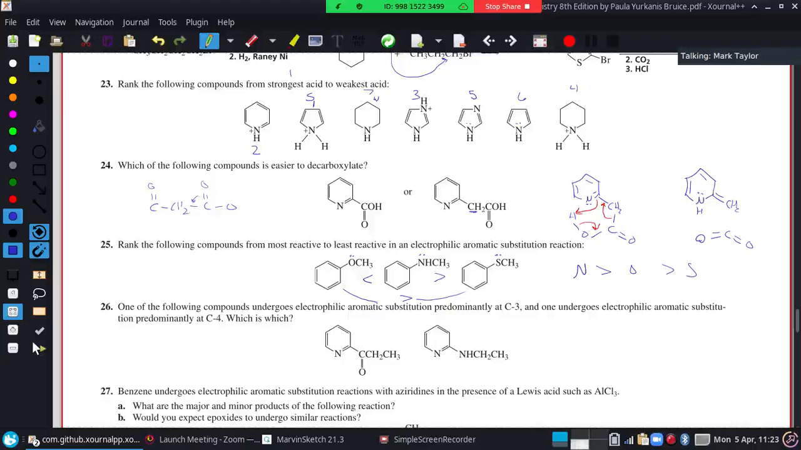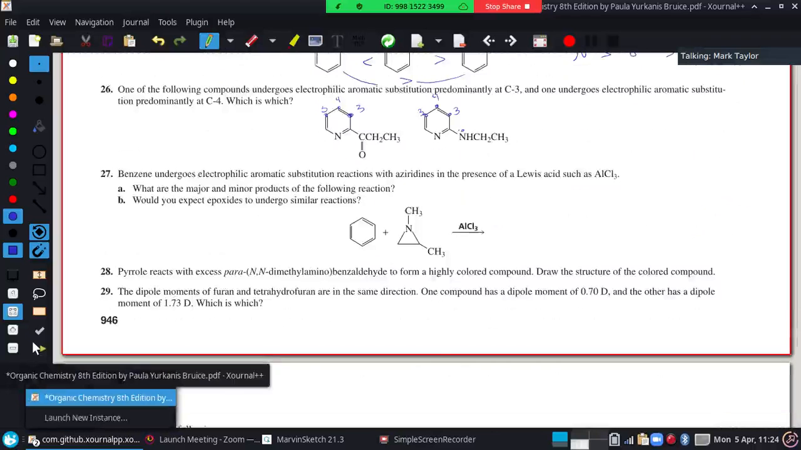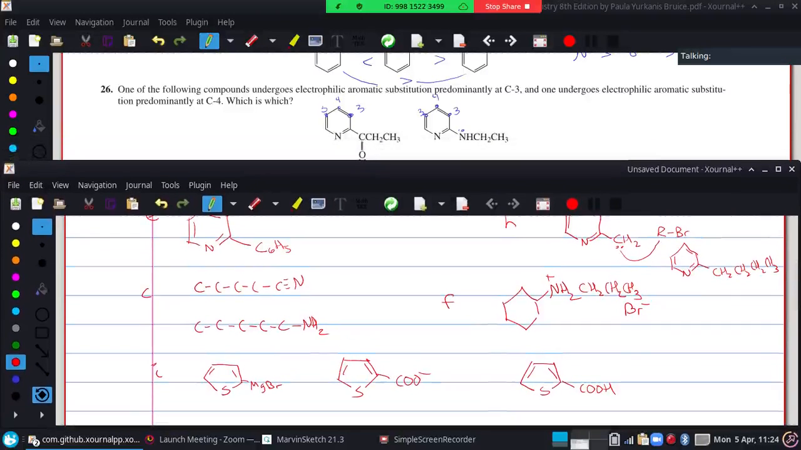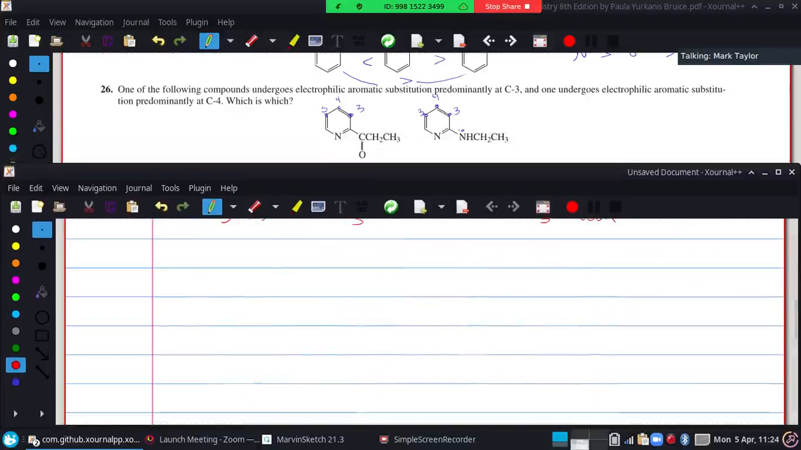Alright, that next one, we might end up having to draw something out here. So one of these prefers to go to the C3, and one of them prefers C4. And if I look, I have a nitrogen donating group, carbonyl withdrawing group. Okay, so what I'm going to do here, let's do just the nitrogen ring without a substituent.